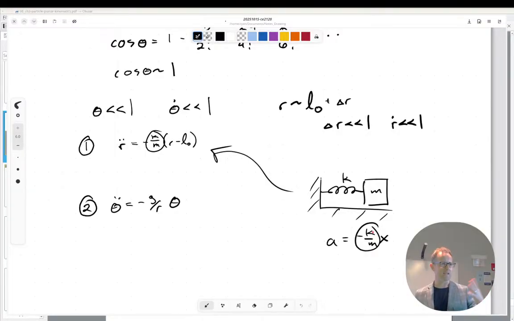Depends on if it's stable or unstable. Stable stuff vibrates, unstable stuff just takes off to infinity. So you get a lot of information just from these differential equations. Anyway, that's why we're doing this. Get to those differential equations, and then from there we can move on and try to get natural frequency.